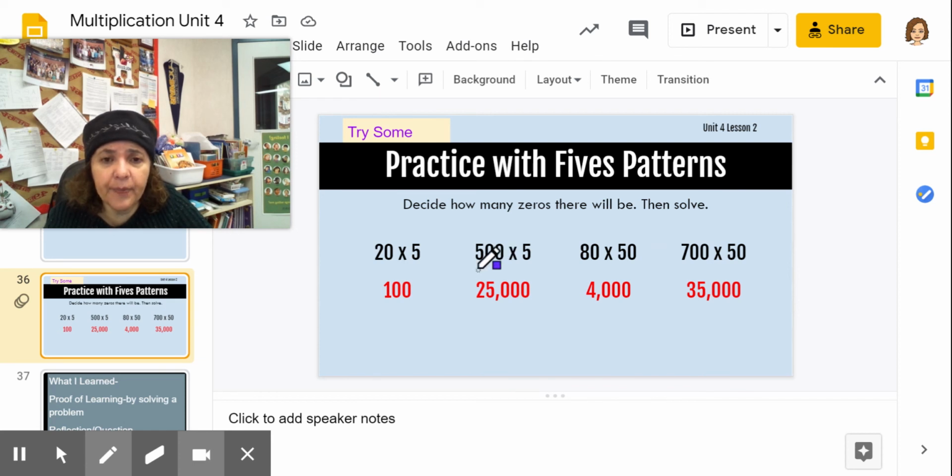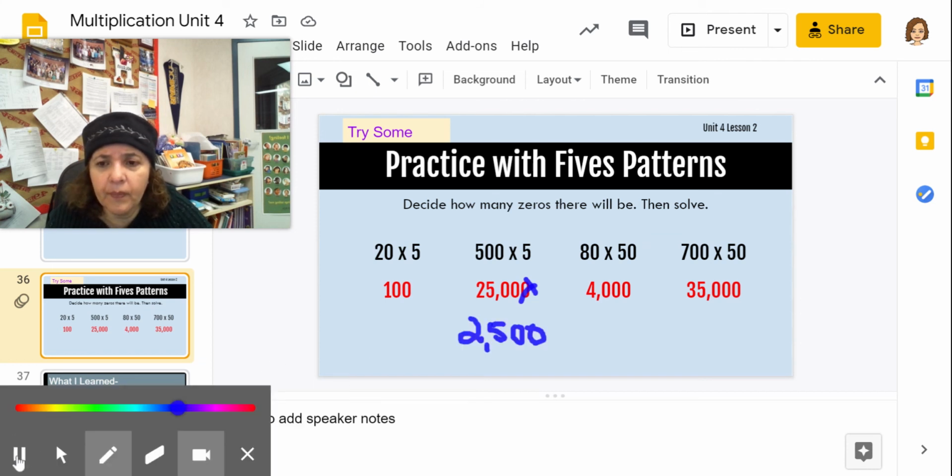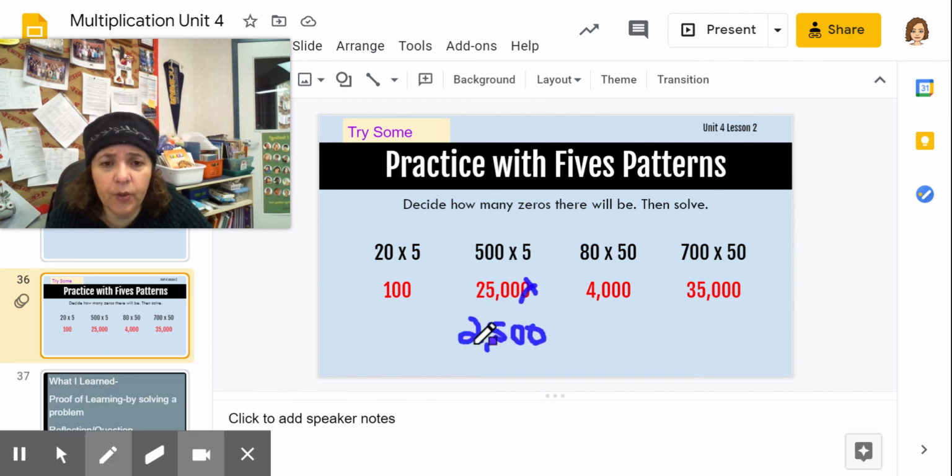500 times 5. So 5 is an odd number, so you're not going to need any extra zeros. And I notice here I made a mistake. 5 times 5 is 25 and only 2 zeros. So there's a mistake right there. Sorry about that. Okay, so this shouldn't be 25,000, right? It should be 2,500 because 5 times 5 is 25 and then only 2 zeros because it's an odd number. Okay, see, even teachers make mistakes.